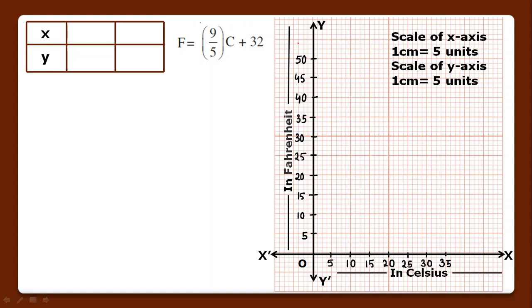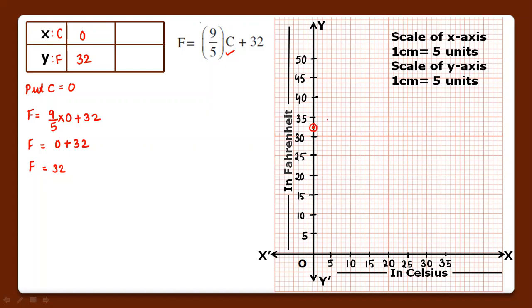Now we'll find its solution. Put C equals to 0. We put C equal to 0 in this equation. C is on the x axis and Fahrenheit on y. So C is 0, so F equals 9 upon 5 into 0 plus 32. F equals 0 plus 32. So F here is 32. (0, 32) is the first solution. We will mark it here.